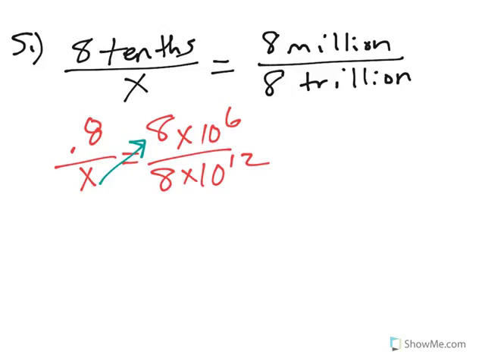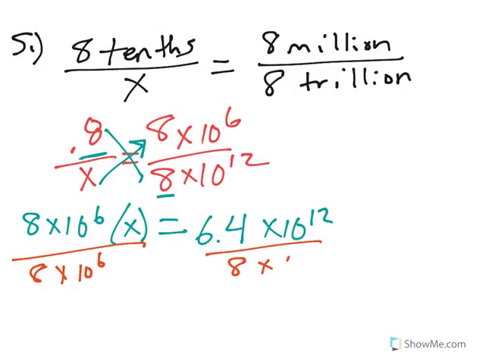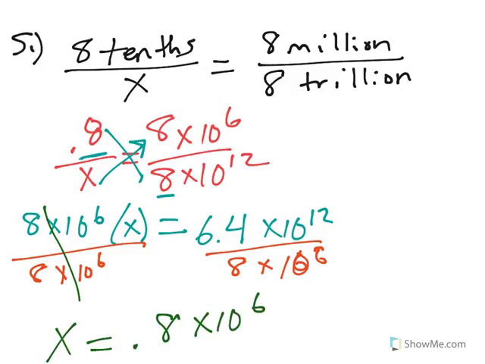So when I multiply across, I get 8 times 10 to the 6th times x equals, and I go this way. So now 8 times 0.8 is 6.4, and then I still have the times 10 to the 12th. So when I divide, I'm dividing both sides by 8 times 10 to the 6th. Oops, that's a 10, excuse me. And that puts me at x equals 0.8 times 10 to the 6th.